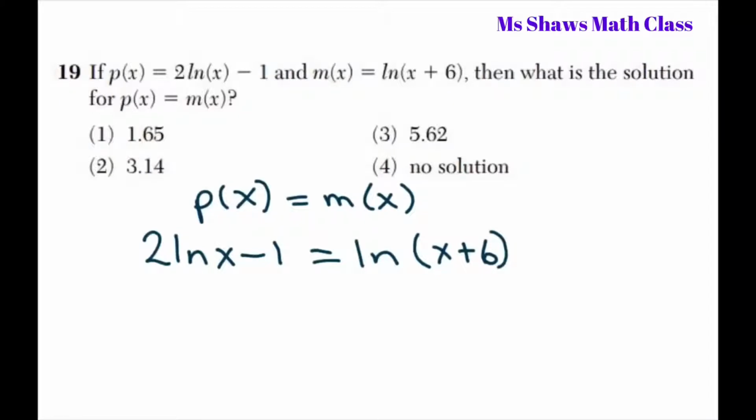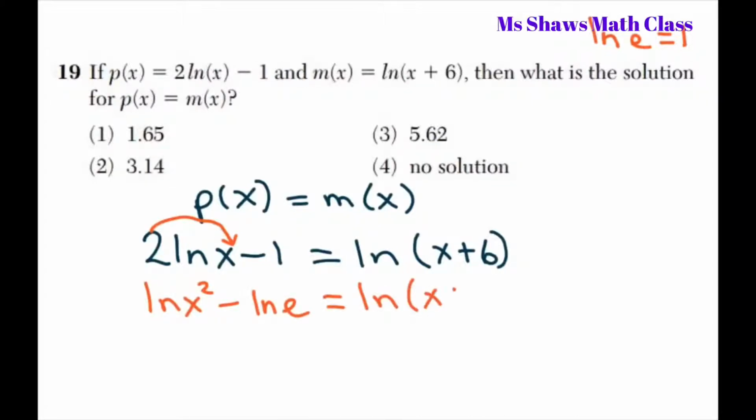Now what I want to do first is move this 2, use my power property and move it here. So I'm going to write this as ln of x squared minus, I also know that ln of e equals 1. So I'm just going to write this 1 as ln of e equals ln of x plus 6. By me doing this, I help not having to move these equations around.